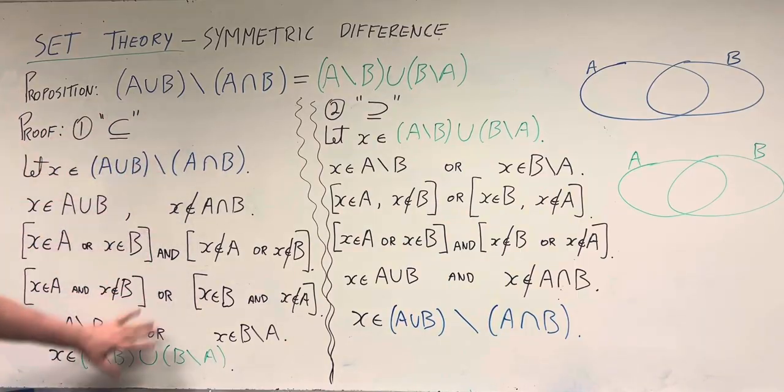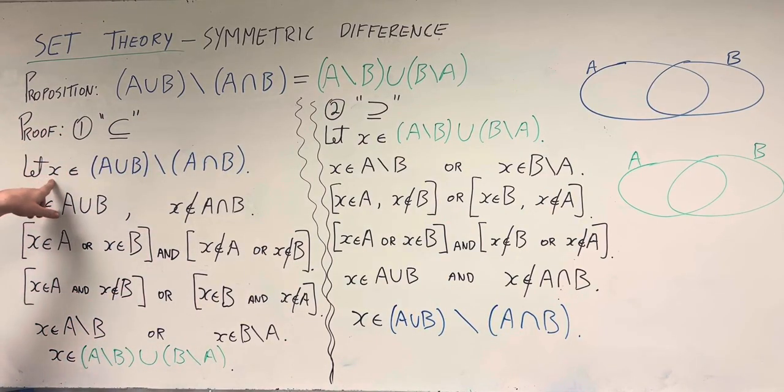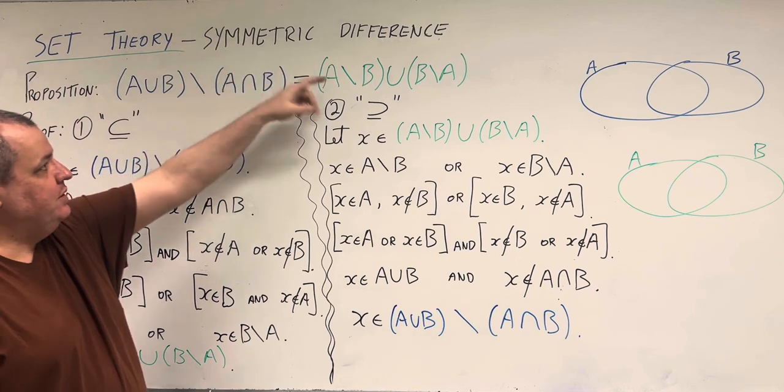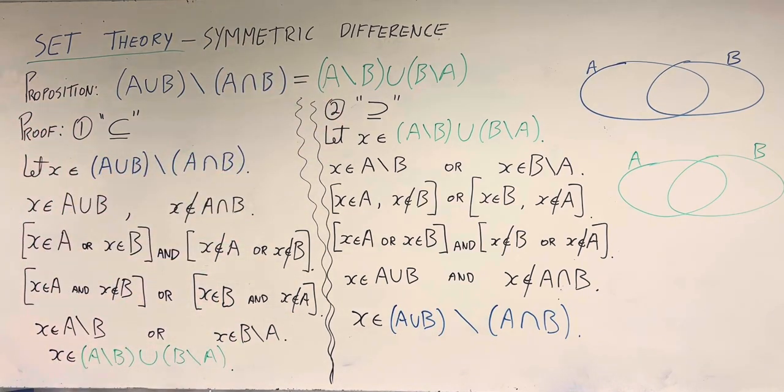So here I started with a generic element on the left-hand side and proved this element must be an element of the right-hand side in the first part of the proof.